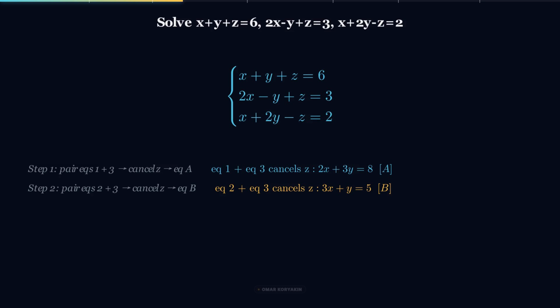Add equation 2 and equation 3: 3x plus y plus 0z equals 5. Call this combined equation B: 3x plus y equals 5. Step 3. Solve the two-variable system A and B.